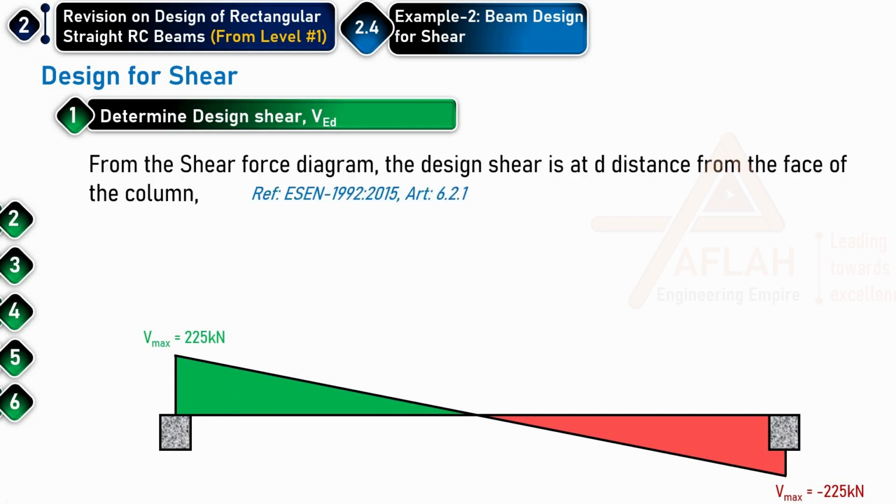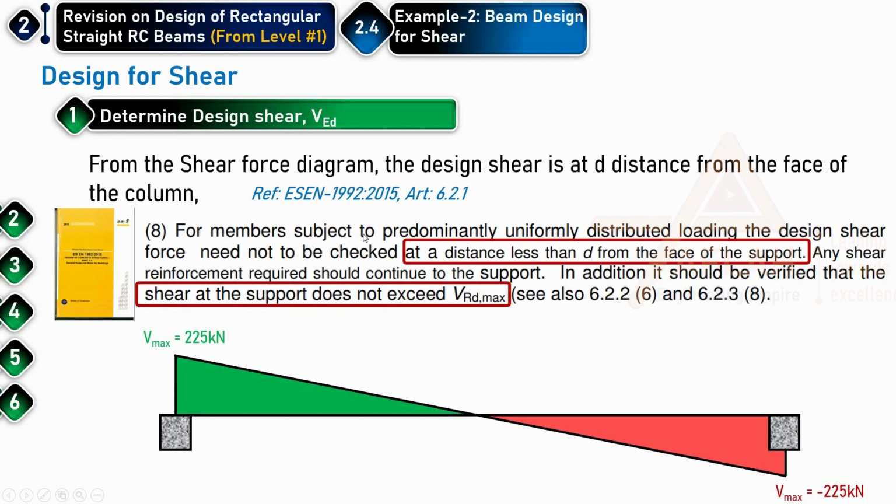This is given in this article in both the Eurocode as well as the Ethiopian code. It says in the Ethiopian code, for members that are subjected predominantly to uniformly distributed load, the design shear shall be checked at a distance d from the face of the support. However, there is additional verification that will be required. In addition, it should be verified that the shear at the support does not exceed VRD max. So we need to check this always.